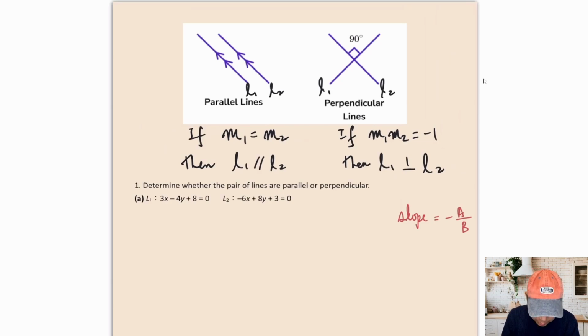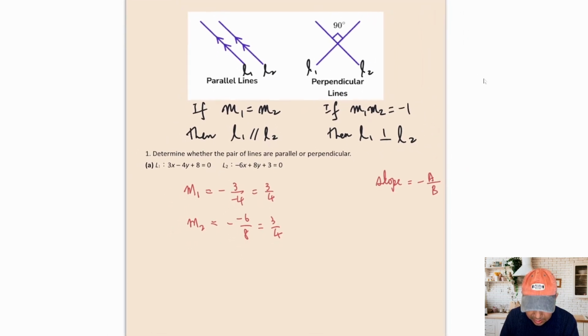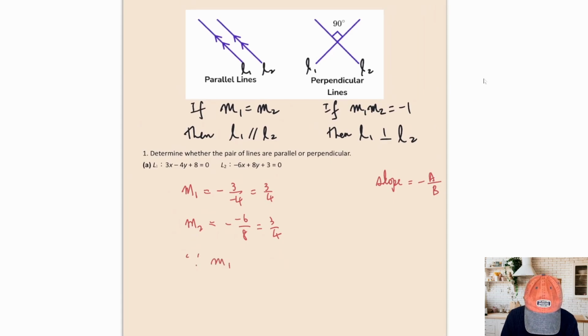Now we can apply this formula on line 1 and line 2. The slope of line 1, m1, is equal to negative 3 over negative 4, so that is 3 over 4. For line 2, once again, we apply the formula negative a over b. That is negative 6 over negative 8, which is equal to 3 over 4. And we see that because m1 is equal to m2, we can say that L1 is parallel to L2.